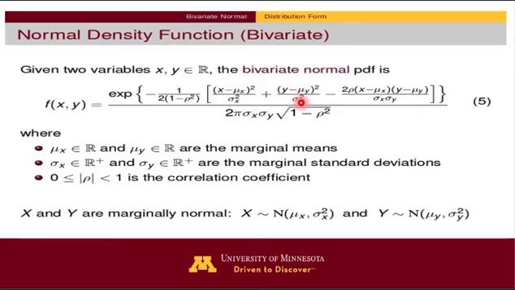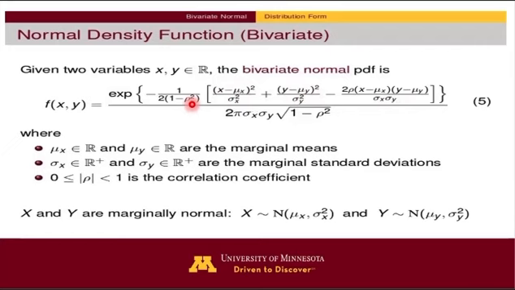Then what is this guy here? Sigma y, that is the standard deviation of the other variable, the standard deviation of the other one. Then what is rho? That is the correlation between them.